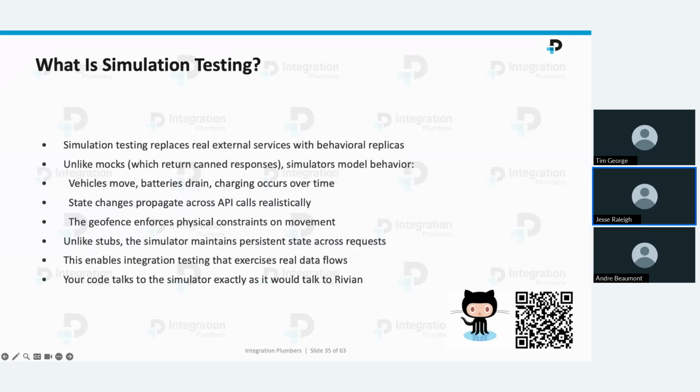Simulation testing is distinct from both mocking and stubbing. It's worth understanding the differences clearly. The key distinction is that our simulator models actual behavior. Vehicles move, batteries drain, charging occurs over time, and state changes propagate across API calls in a realistic way. When your code calls get vehicle state, it gets back data that has been shaped by the simulated physics of the system, not just a hard-coded JSON blob. This means that your integration tests are exercising real data flows, which catches a category of bugs that simpler testing approaches would miss entirely.